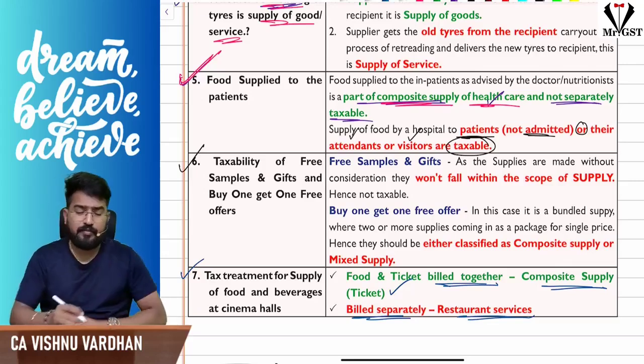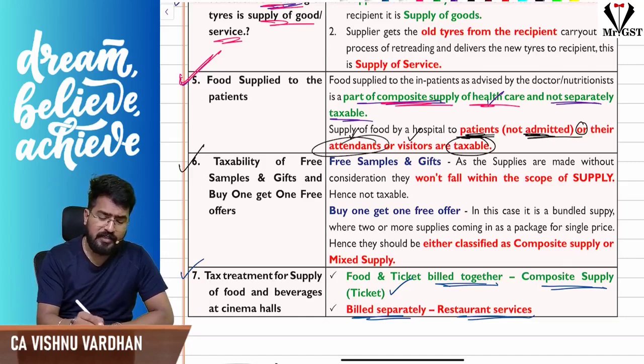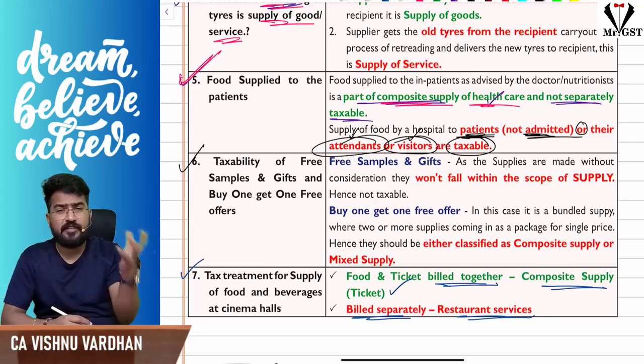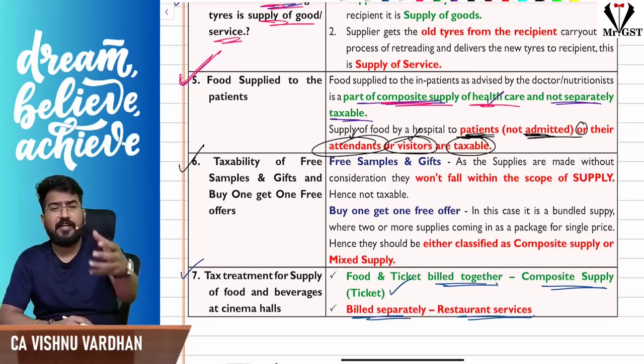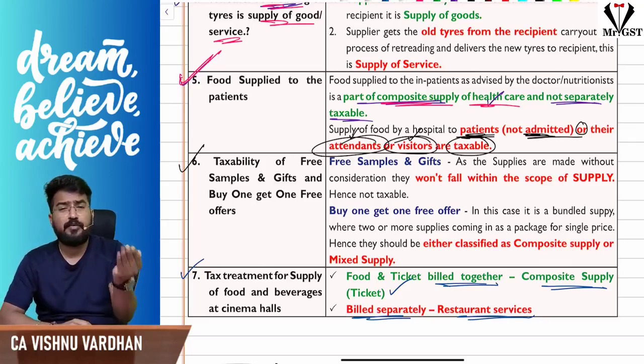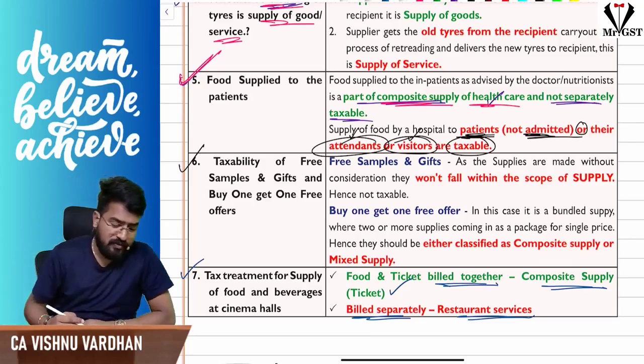But if the food is supplied to patients who are not admitted or their attendants or visitors, for example, when you are getting admitted in hospital, your friends will come to meet you in the hospital. Okay, maybe to see the nurse or you, that's a different story. But when they come there and they eat in the canteen or etc. in the hospital, all that, sir, that is not supplied to inpatients. So that will be obviously taxable. So that is what with respect to the fifth one.